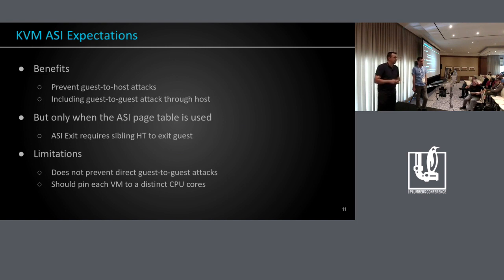The limitation is that it doesn't prevent the guest-to-guest attack. If you get two VMs running on the same sibling hyperthreads, they can still attack each other. But there is a simple solution for that, which is to pin each VM to a distinct CPU core. I think that's a reasonable expectation if you want to have good performance for your VM.